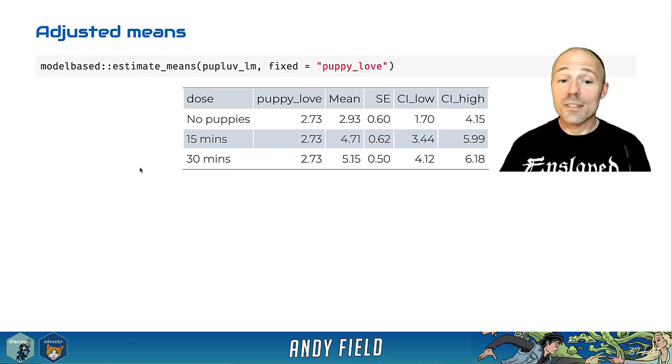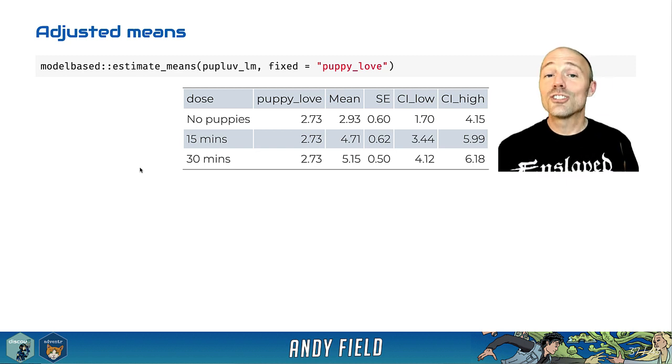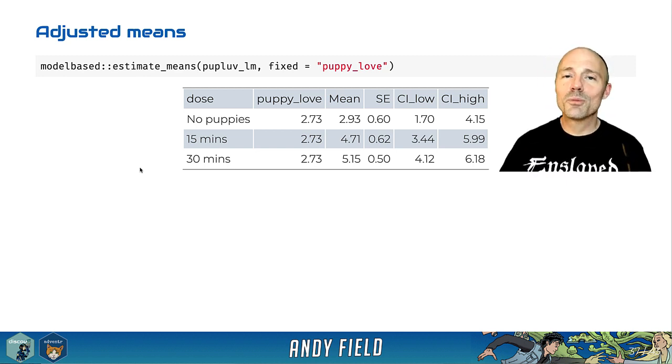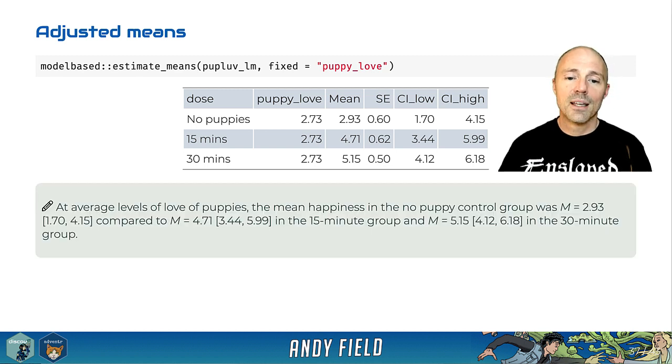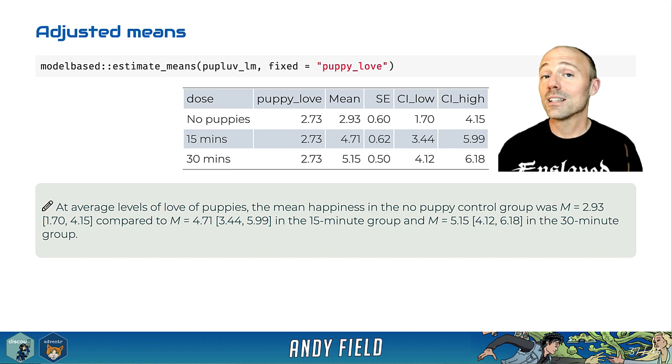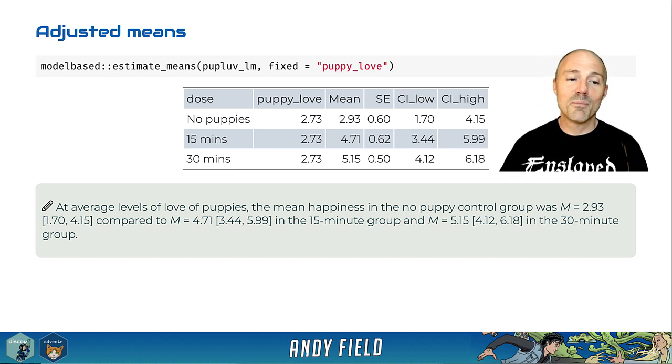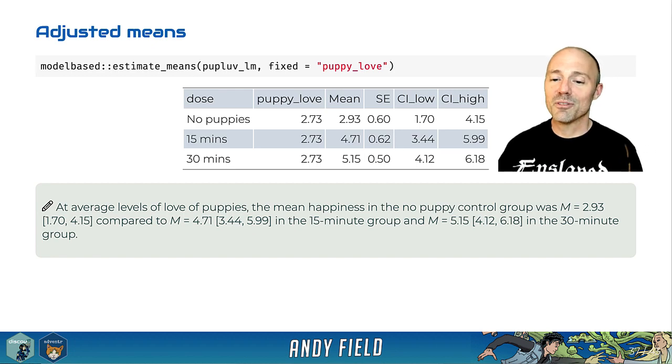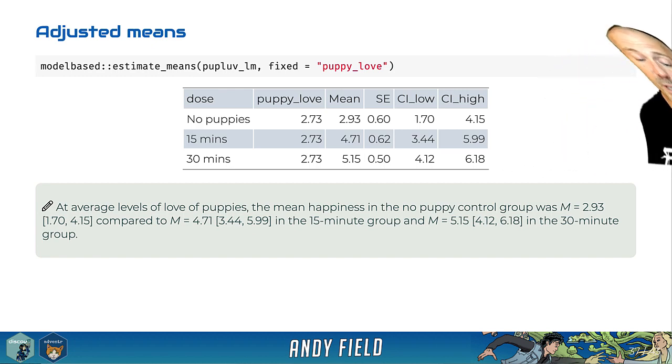We can get R to show us the adjusted means. All the calculations earlier on were illustrating where they come from, but you don't have to do any of them. There's a function in R that will just give you the estimated means. And you can interpret these means in the usual way, even though they're adjusted. At average levels of love of puppies, which explains that we're factoring in the love of puppies, the mean happiness in the no puppy control group was 2.93, and I've quoted its confidence interval as well, compared to a mean of 4.71 in the 15 minute group and 5.15 in the 30 minute group. So we can use these adjusted means to report the results.